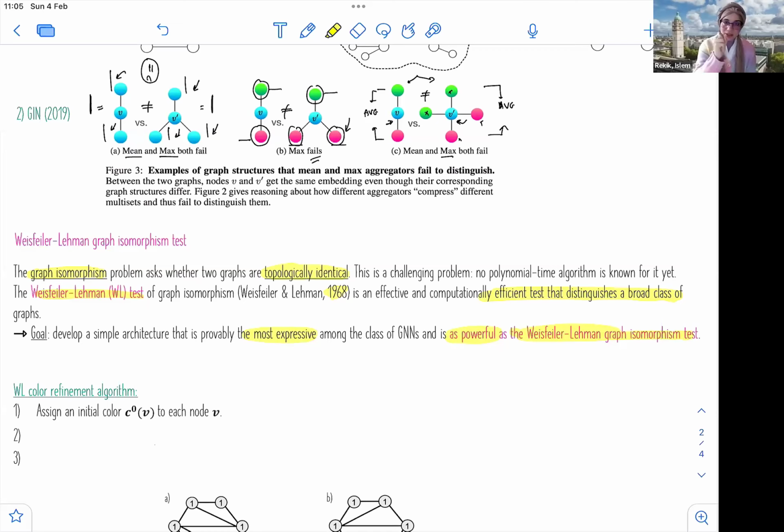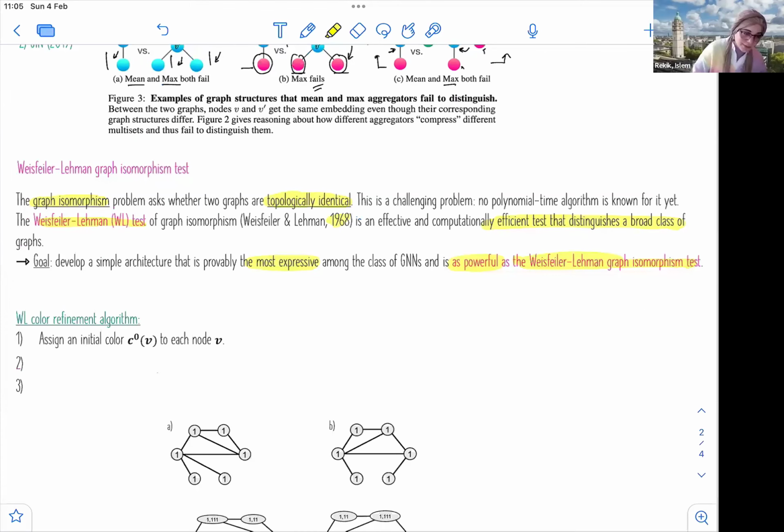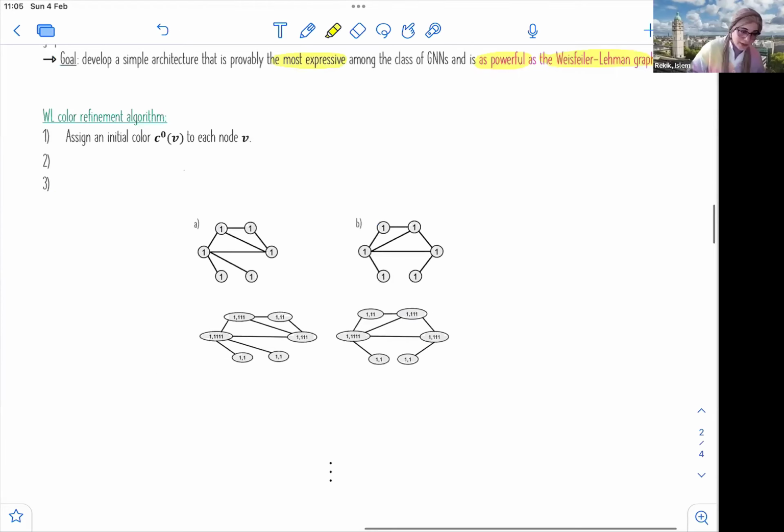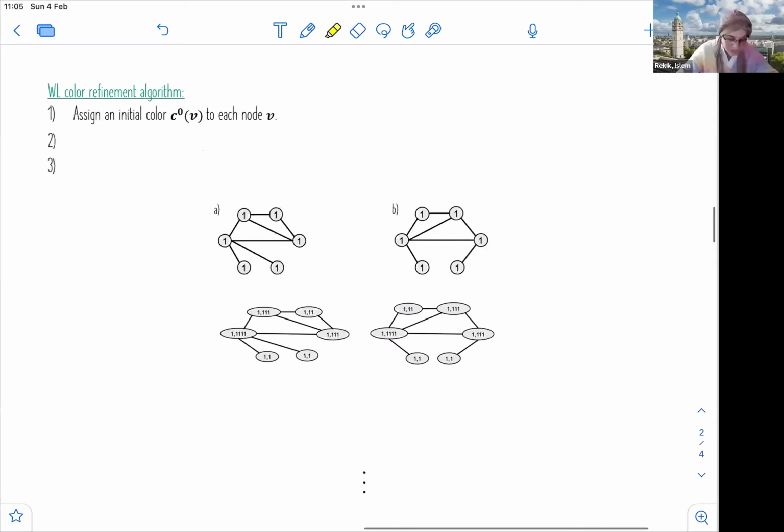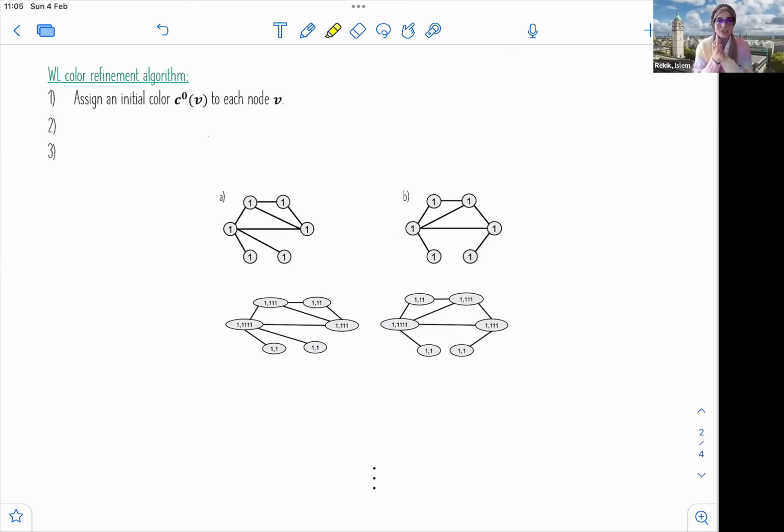And here, let me give you a very quick overview of the WL color refinement test. The idea is actually very simple, and it is very analogous to node aggregation in GNNs. Node aggregation GNNs can also be viewed as a coloring algorithm. It has a lot of similarities with WL. First, we assign an initial color C0 of V to each node V. The initial color here is 1. So we start with 1. This is our first color.